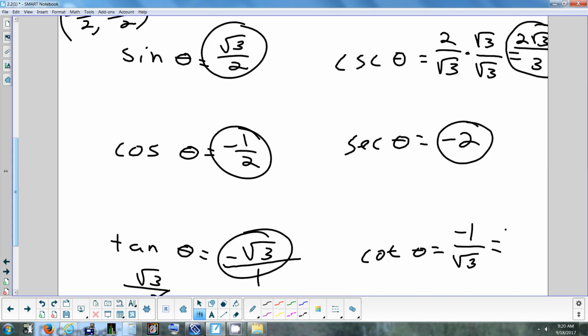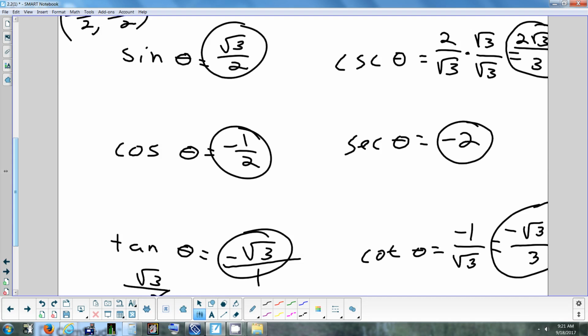Negative 3. Careful, negative, square root's still going to be in there somewhere. Not quite. Ileana, can you help him out? Over 3. So when you multiply the top by square root of 3, it's just negative 1 times the square root of 3. And then multiply the bottom by square root of 3. And that's what you get.